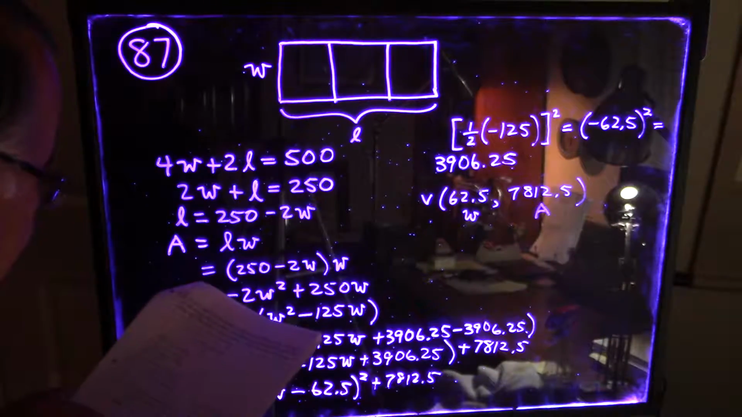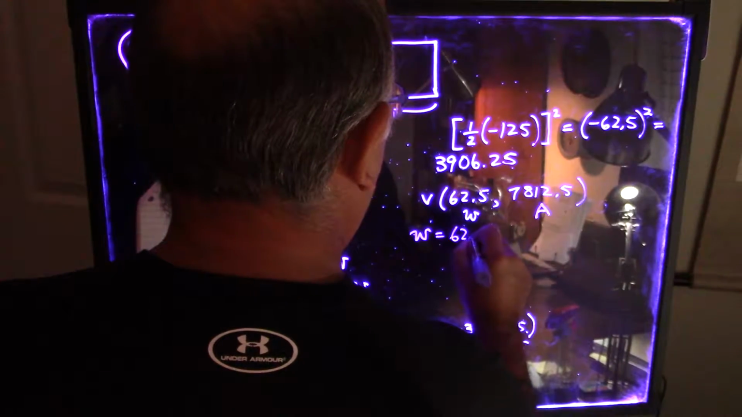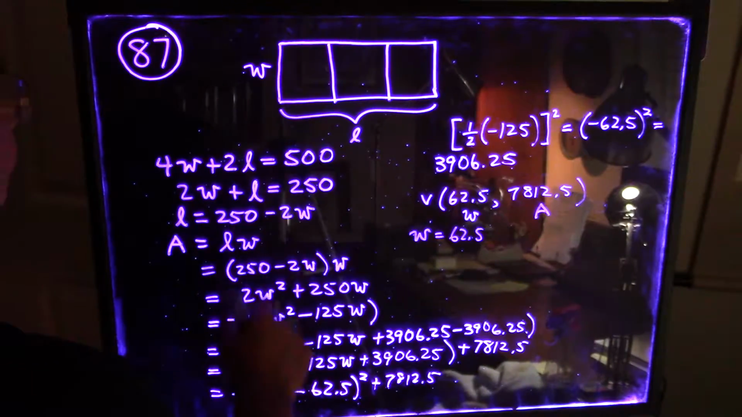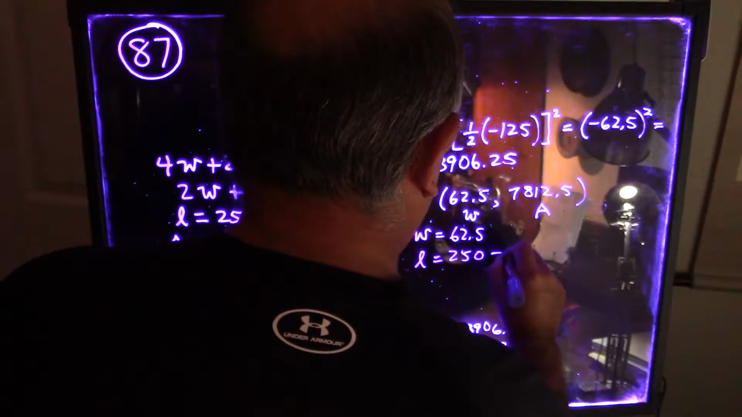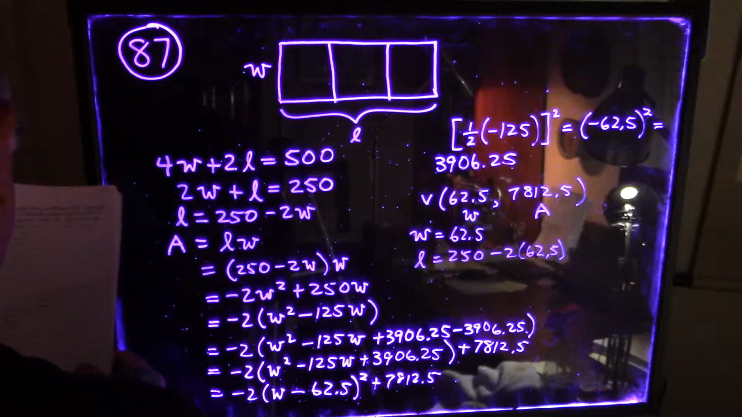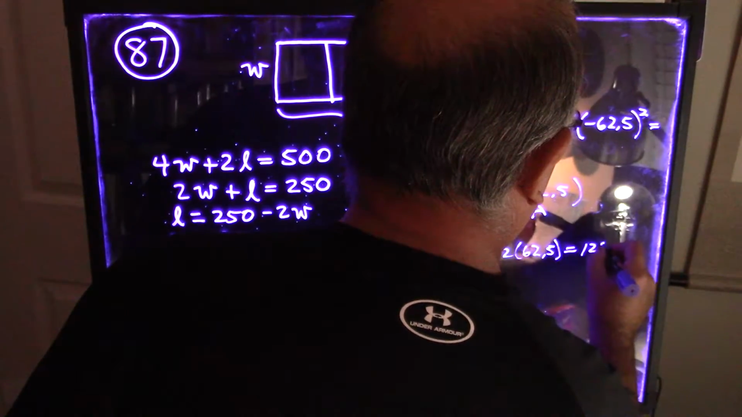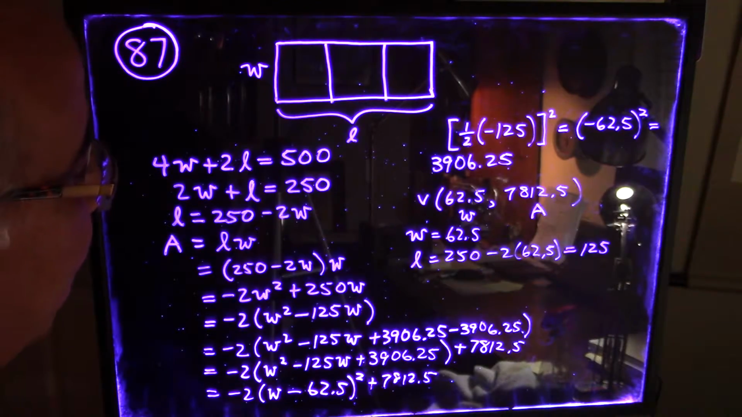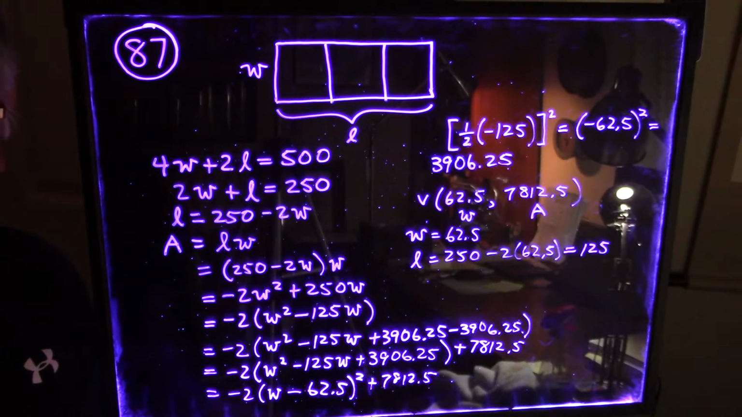All right. So that means if the width is 62.5, what does that make the length? Length would be this, 250 minus 2W. 250 minus 2 times 62.5. That just happens to be 125. So the width is 62.5 feet and the length is 125 feet, and you get a maximum area of 7812 and a half. That would be in square feet, of course.